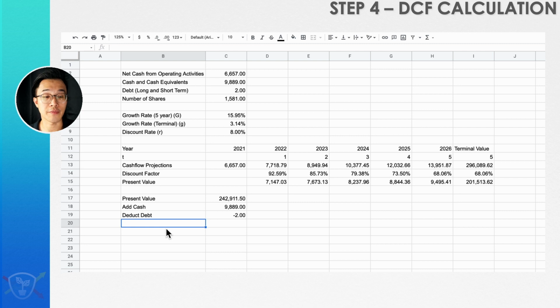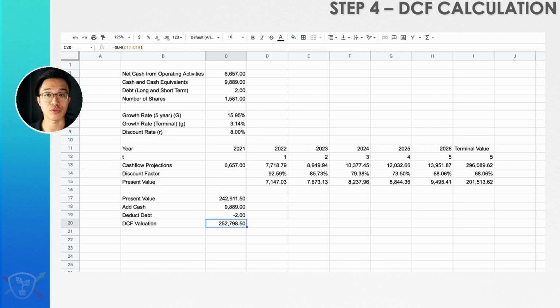So this gives us the value of this company based on this DCF valuation and the parameters that we have chosen. We get a value that is close to $253 billion. So this number here is the value of the entire company.